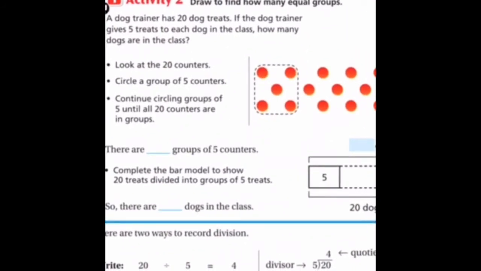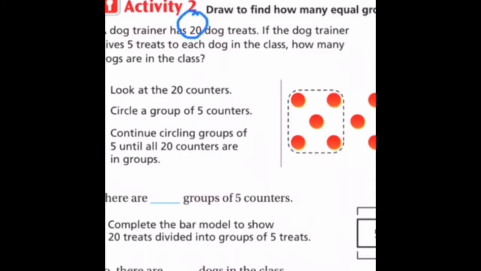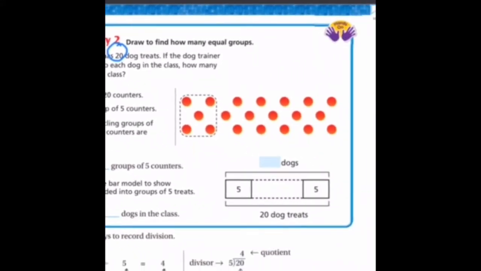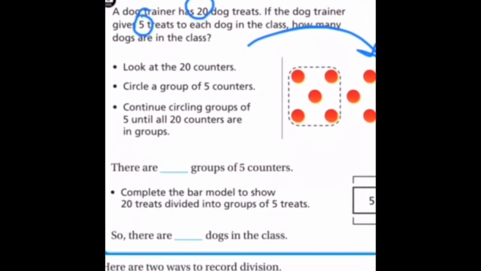Activity 2 here. Draw to find how many equal groups. Okay, same problem. A dog trainer has 20 dog treats. If the dog trainer gives 5 treats to each dog in the class, how many dogs are in the class? Okay, so here 20 counters were drawn to start with. We have 20 counters, and we're going to circle groups of 5. Again, we had 20 dog treats, 5 treats to each dog.